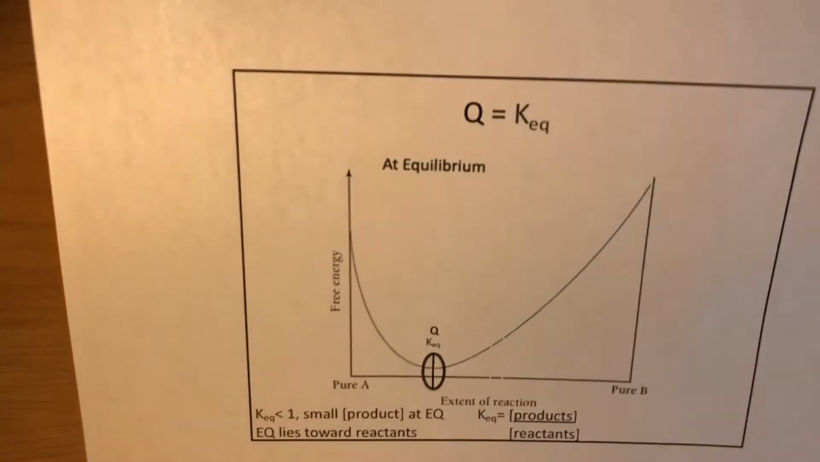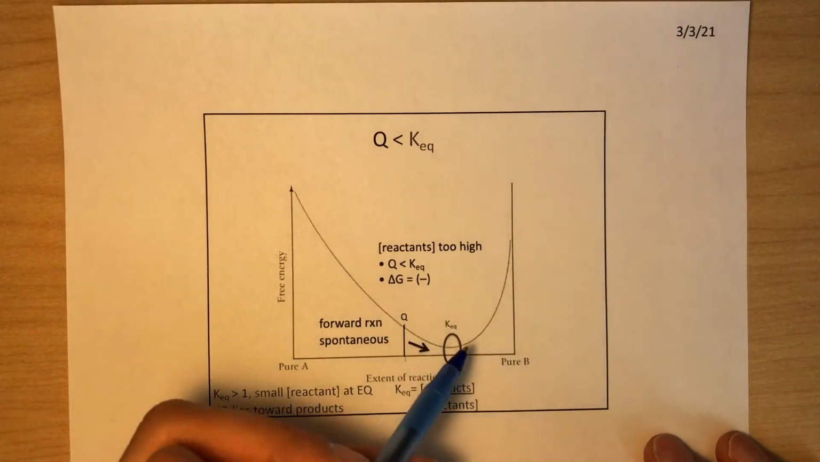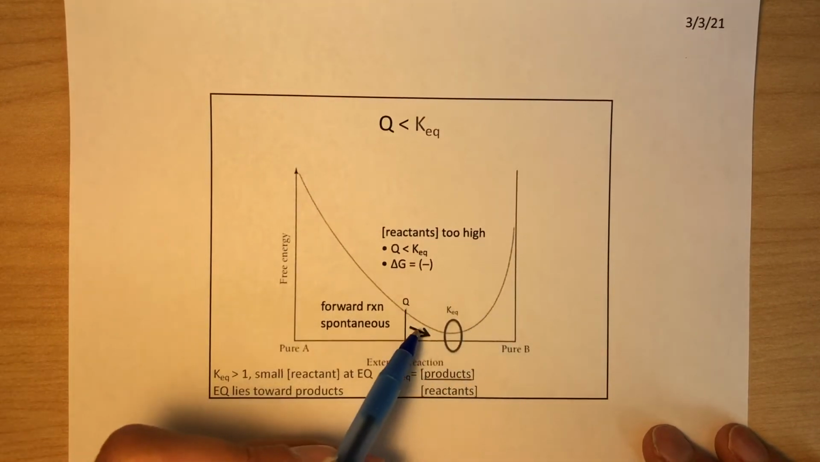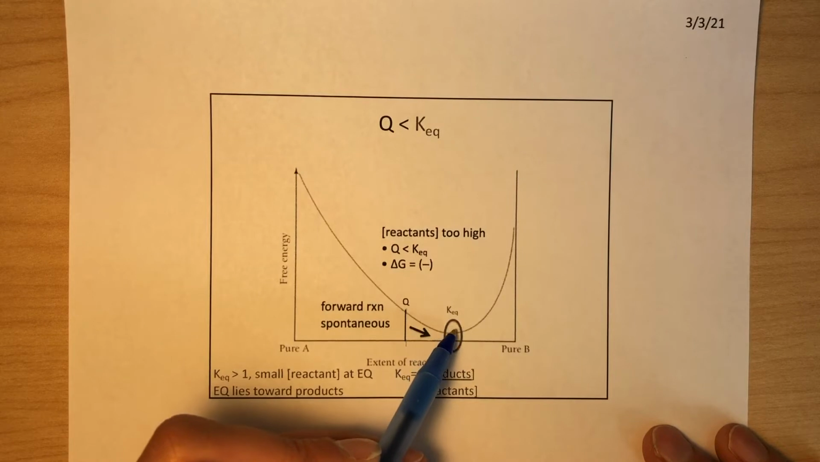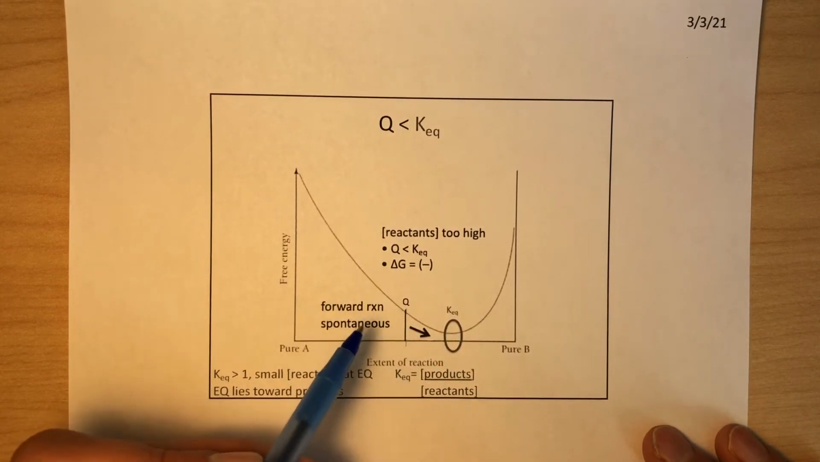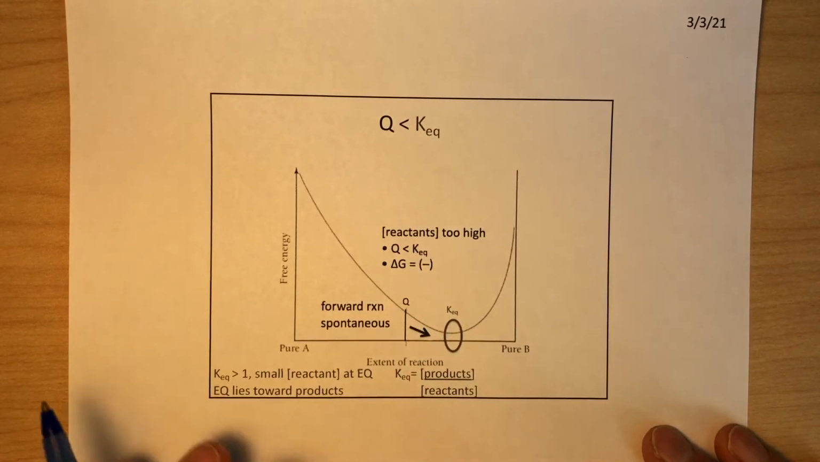We could also look at a situation where we have a reaction where K is on the product side, and that's all right. It actually does not matter where the lowest energy is. It could be on the right side, it could be towards the reactants on the left, it could be right in the middle. It doesn't matter. What's important to us is where Q is relative to K.